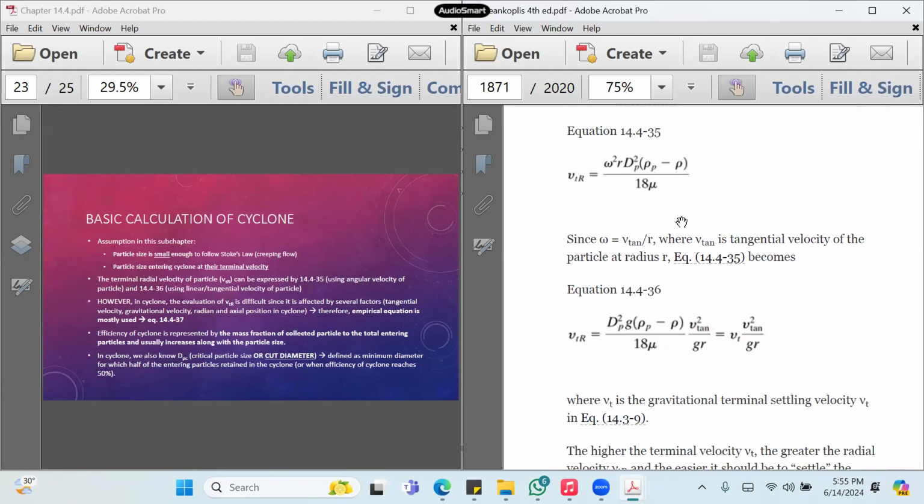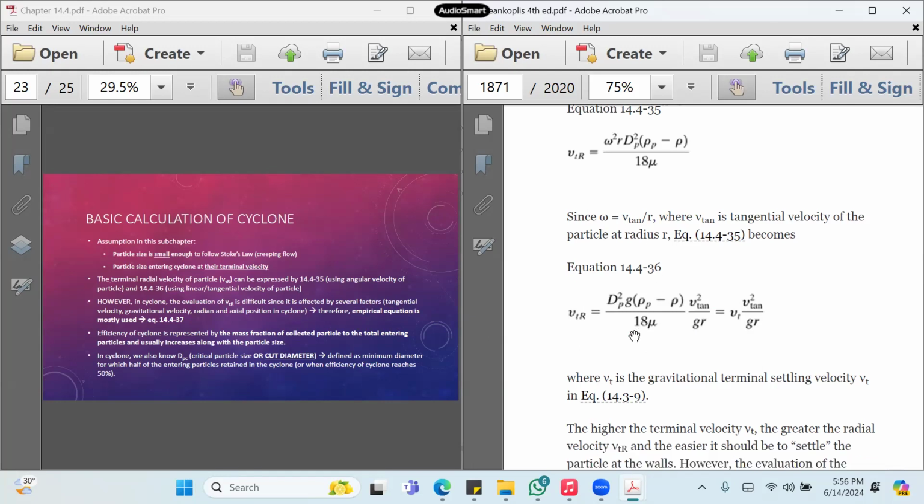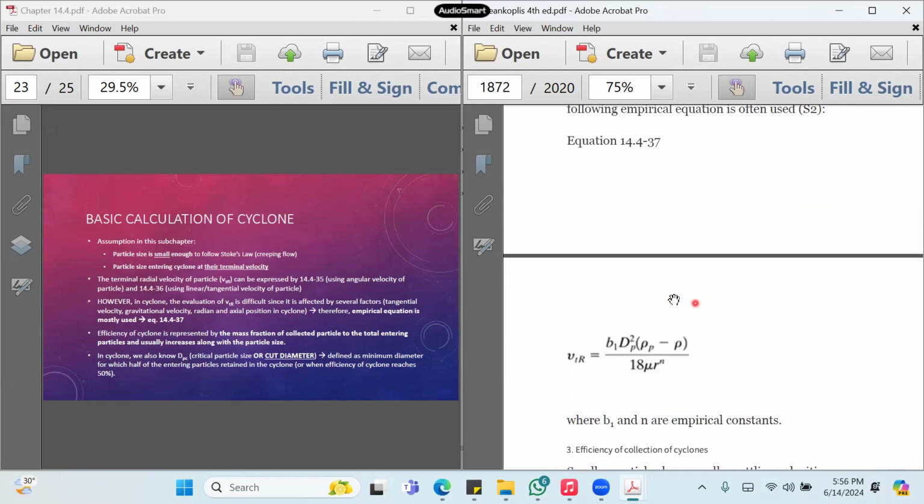However, these two equations are very difficult to use. Why? Because the tangential velocity, gravitational velocity, and radial and axial position in the cyclone always change. The tangential velocity will always change during the movement of the gas. Therefore, usually we use what we call an empirical equation from experiment, so we can use equation 37, with B1 and N as empirical constants that you obtain from the experiment.